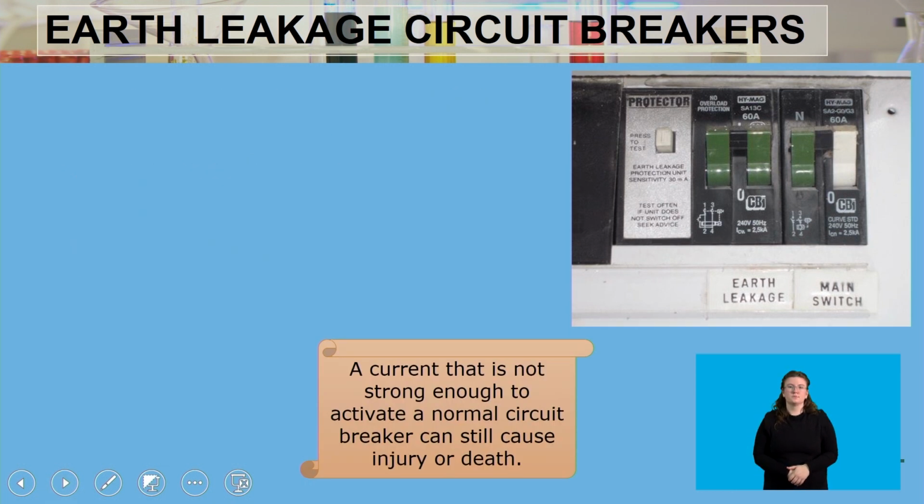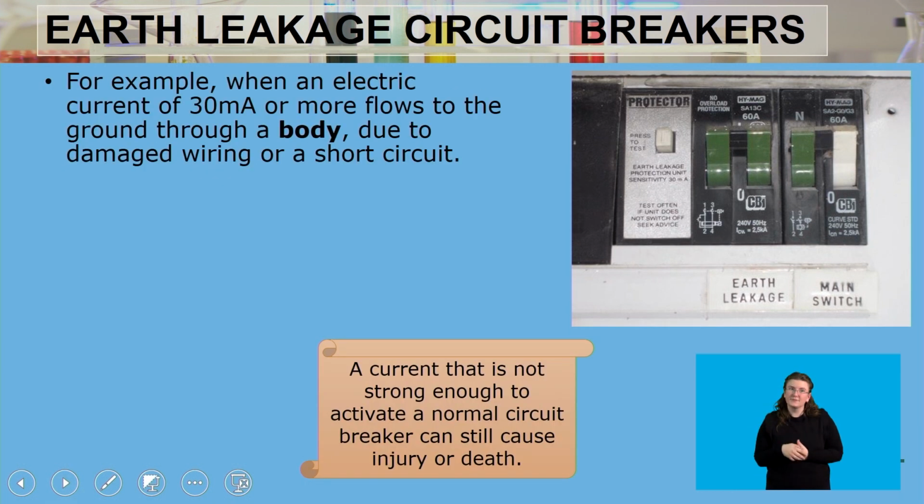Now, what then happens in a circuit breaker? A current that is not strong enough to activate a normal circuit breaker can still cause injury. So any current can still cause injury. Even though that current is not strong enough to do anything, it can still cause injury or death.